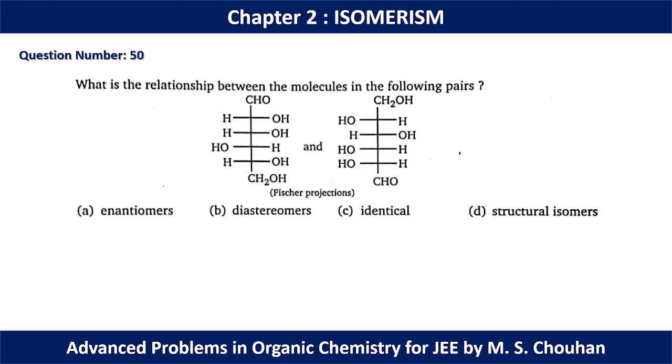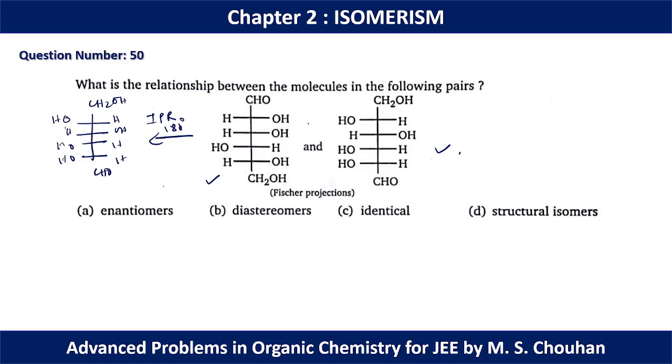In question number 50, what is the relationship between these two molecules? If we do an in-plane rotation of 180 degrees, there is no harm to the Fischer projection. But if we do this, we can have this kind of situation: CH2OH, HOH, HH, CHO, OH, OH, H, OH. If we rotate this molecule 180 degrees in plane, we can have this molecule, so they are perfectly fit or superimposable to each other.